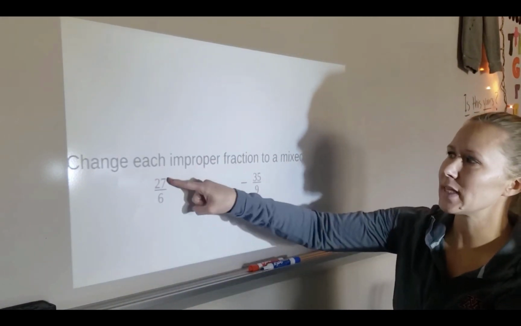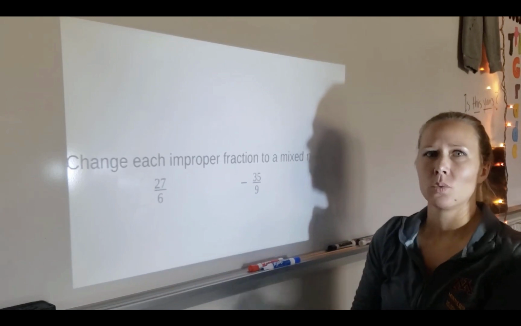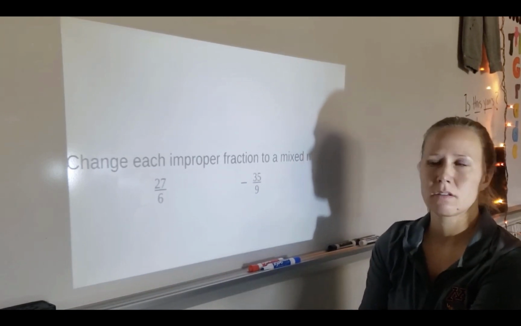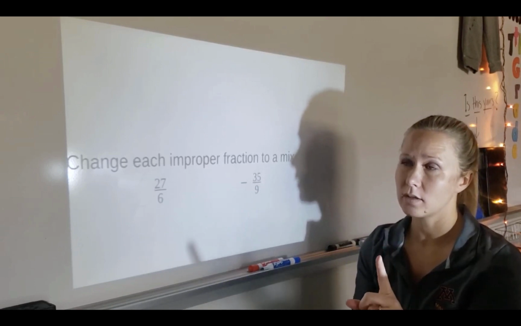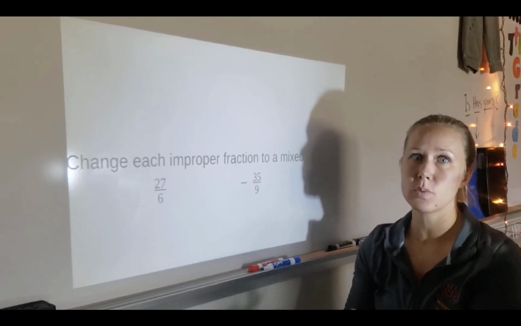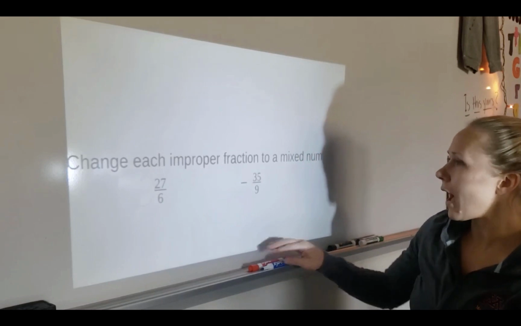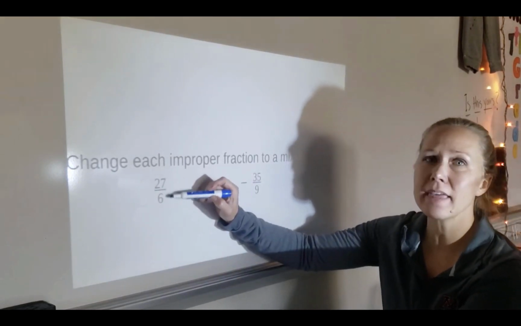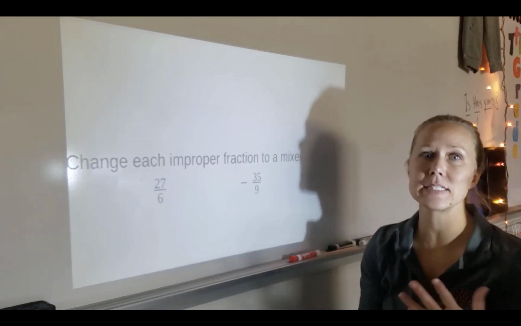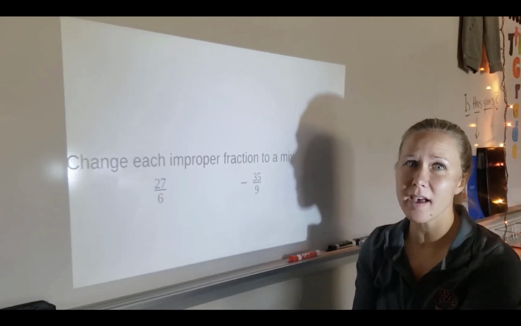This is improper, 27 sixths. Well, what is 27 sixths? We know that 6 sixths make a whole, makes 1. But we got 27 of them, so we got a lot of them. Okay, well, how do we do this? Well, we know that if we divide this with a calculator, we're going to get a decimal. But a calculator can actually help.